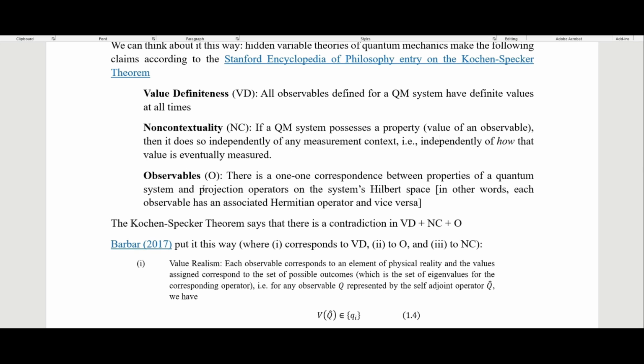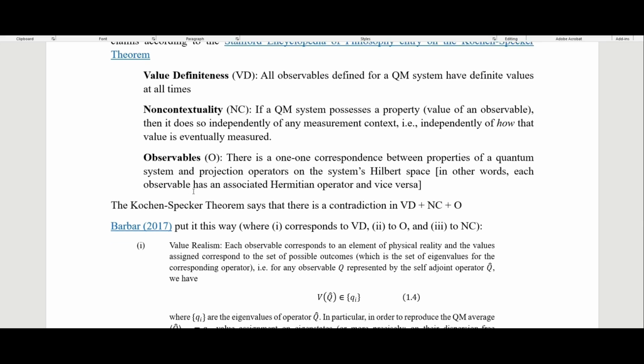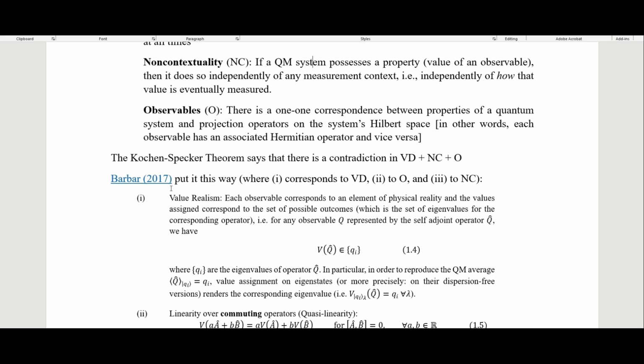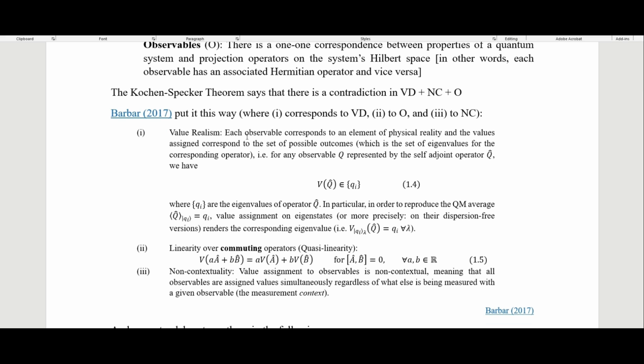And then the observables: there is a one-to-one correspondence between properties of a quantum system and projection operators on the system's Hilbert space. In other words, each observable has an associated Hermitian operator and vice versa. So the Kochen-Specker theorem says that there is a contradiction in these three postulates. This paper by Barbar in 2017 put it this way, and it's essentially saying the same thing. So 1 here corresponds to value definiteness, 2 to the observables, and 3 to non-contextuality.